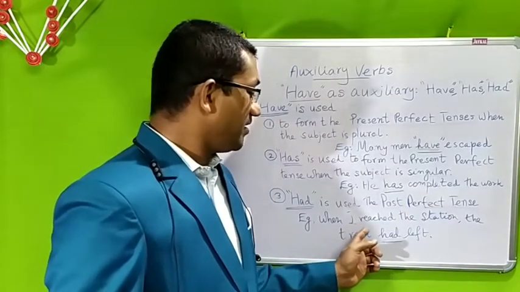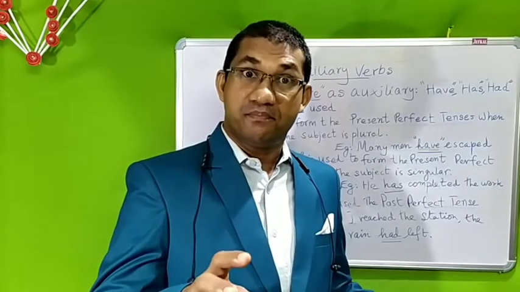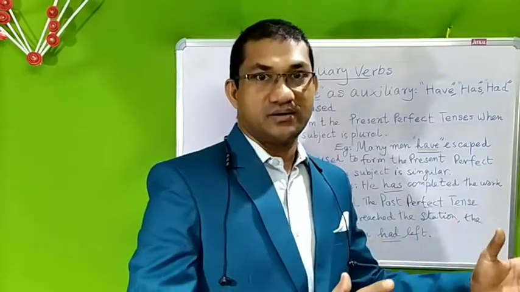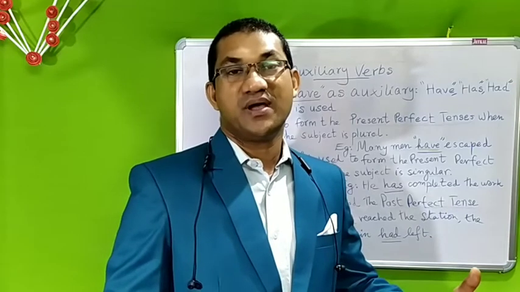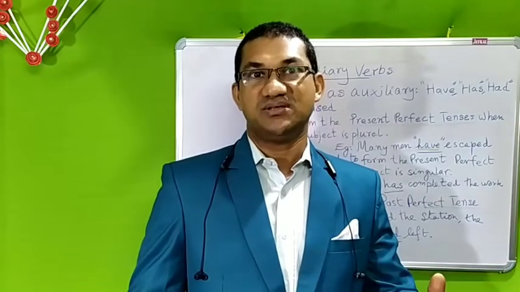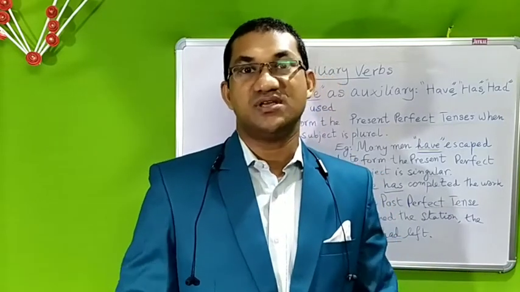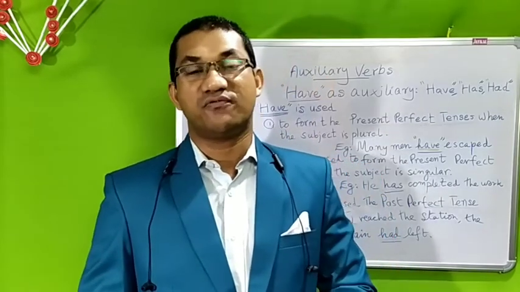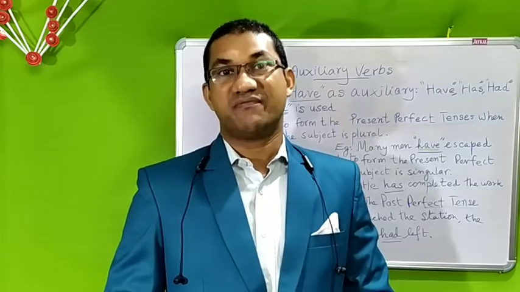Look at the example, when I reached the station, the train had left. So had is used in the past perfect tense, and it is used to show an action that happened earlier. We have two actions, and we are referring to the first action with the help of had. And we say, by the time the police arrived, the thieves had escaped. So the escape of the thieves took place first, and when we have two activities, the first action is indicated with the help of the auxiliary had. That is the past perfect tense.